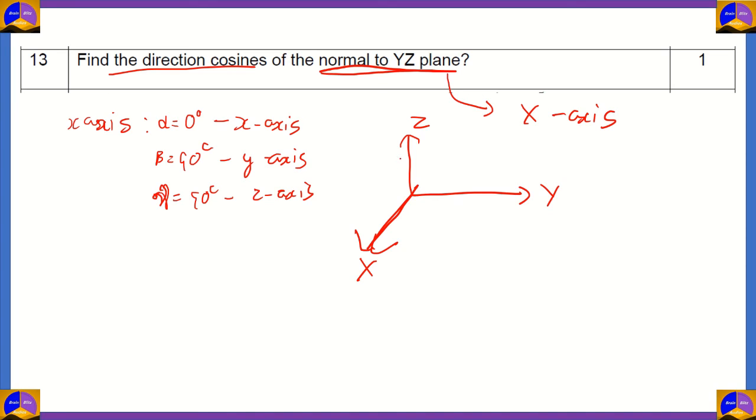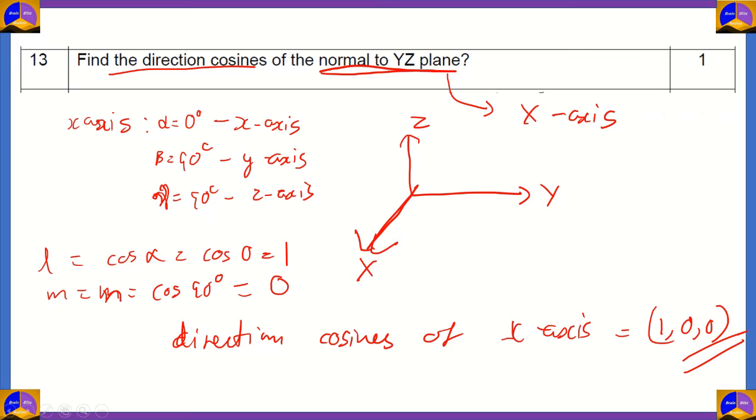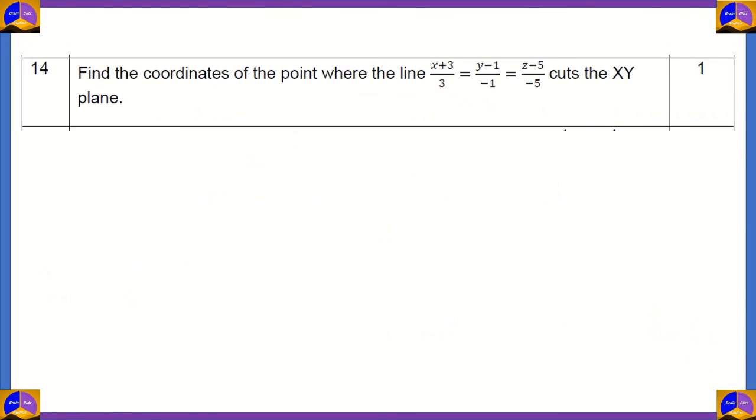And therefore, l, which is equal to cos alpha, which is equal to cos 0, is equal to 1. m, which is equal to n, because both m and n have the same angle, so that'll be equal to cos 90 degrees, which is equal to 0. So the direction cosines of the x-axis are 1, 0, 0. So this is the value of the direction cosines.